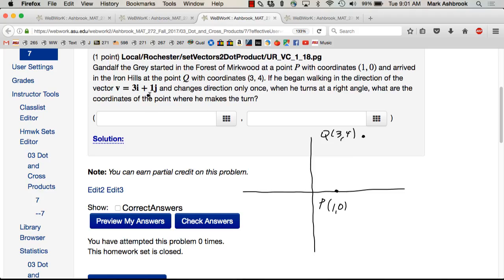So what does that mean? For every 3 units to the east, he's going to go 1 unit north, right? So 3, 1: for every change of x of 3, his change in y is going to be 1. That's what vector components mean. They mean amount of change in each direction. Okay, so he's going to head off in this direction, something like this. And this is the vector 3, 1.